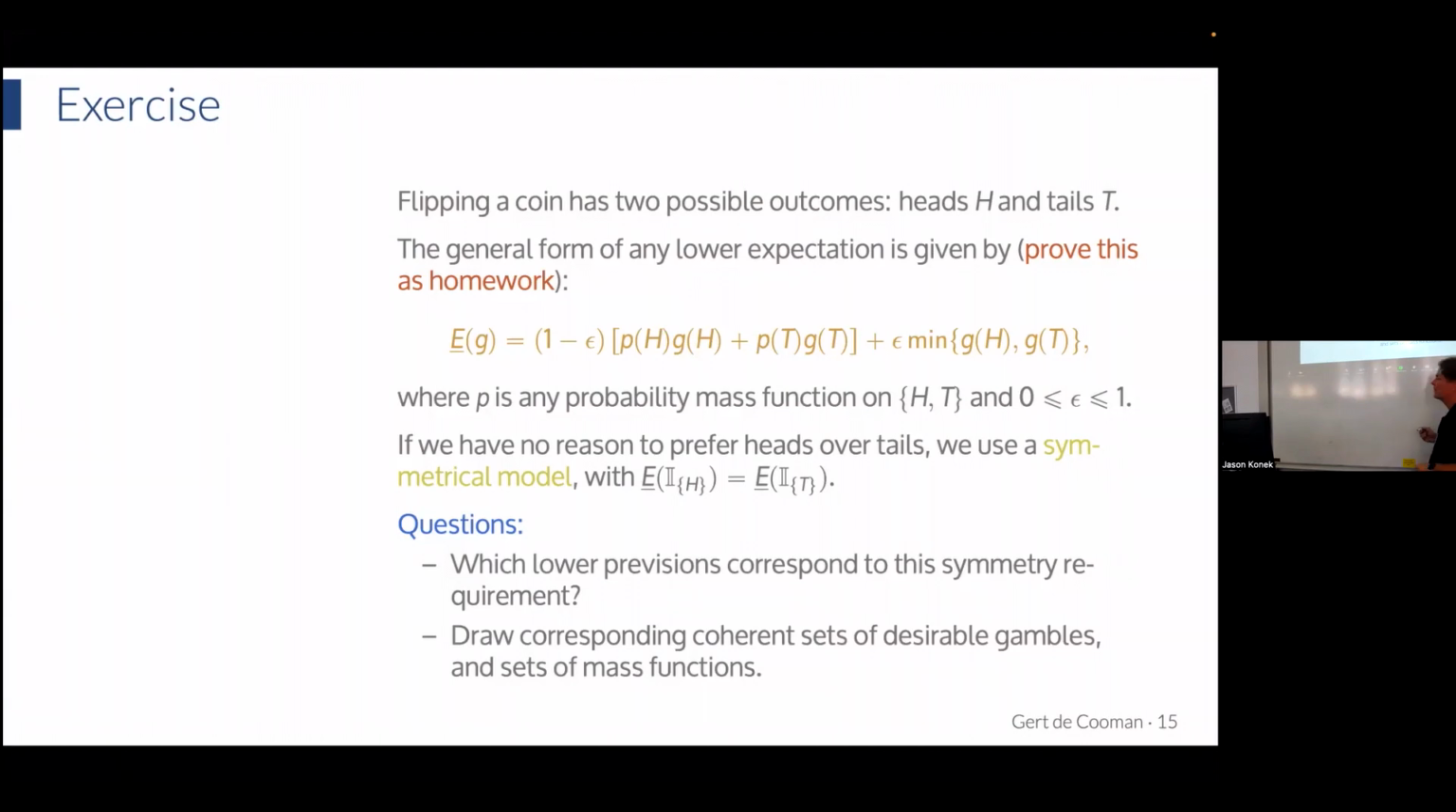So let me compute the lower expectation of the indicator of heads. I use the formula and replace the G by the indicator of heads. I find this is equal to 1 minus epsilon times the probability of heads, because the minimum is equal to 0, right? The indicator assumes the values 0 and 1, so the minimum is 0. And the lower expectation of the indicator of tails is 1 minus epsilon times the probability of tails.